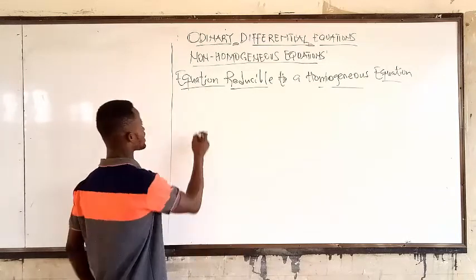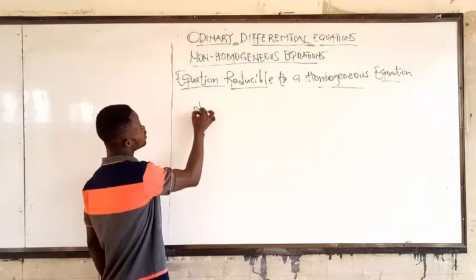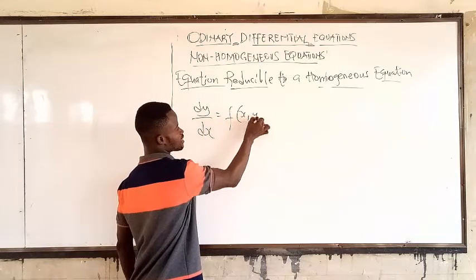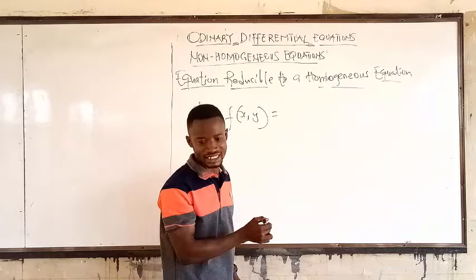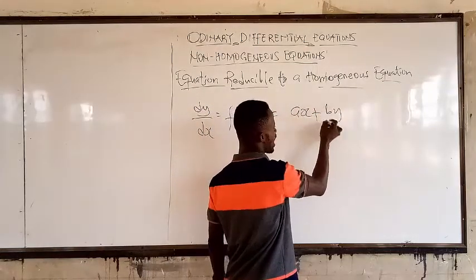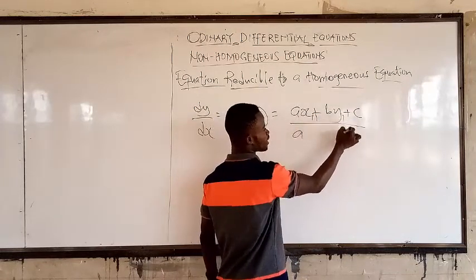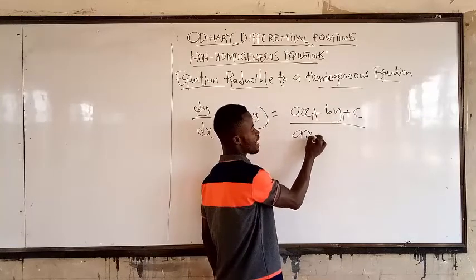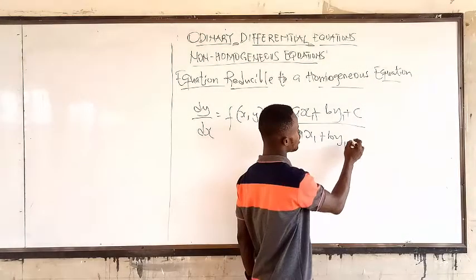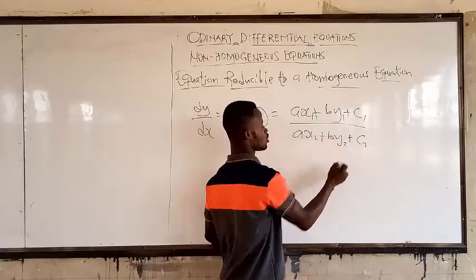So, which of these equations is non-homogeneous? Let's look at that equation. For instance, if we have dy/dx, a function of x in terms of y, and we get it to be equal to a1x plus b1y plus c1, all over a2x plus b2y plus c2, alright.